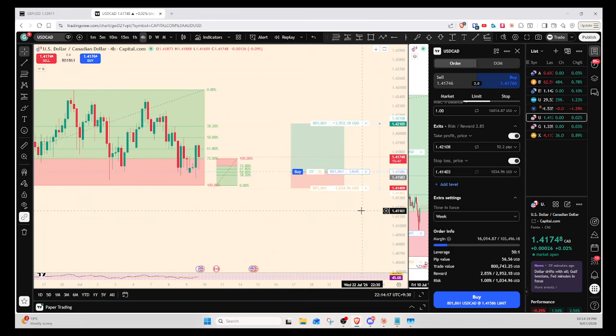Conversely, if you were doing a short, you would follow the same process, obviously in reverse, clicking on sell to begin with, doing the same with the fib retracement, clicking on this short position, and working through these steps.